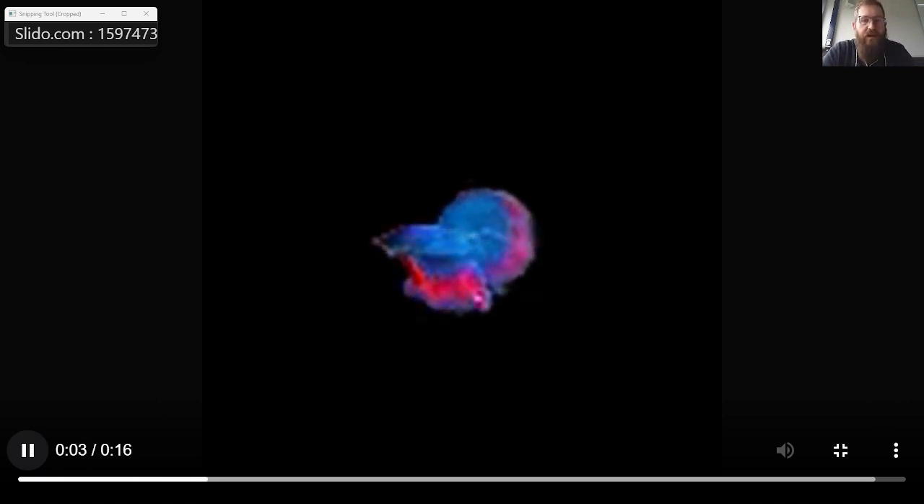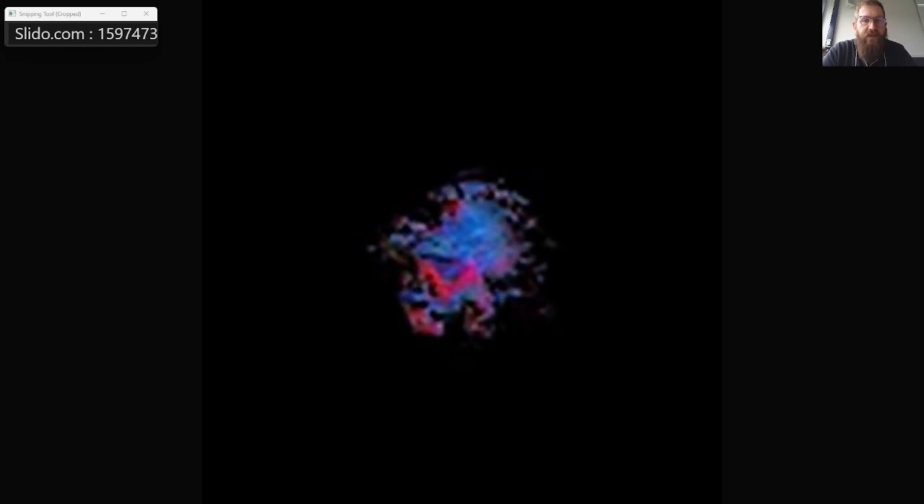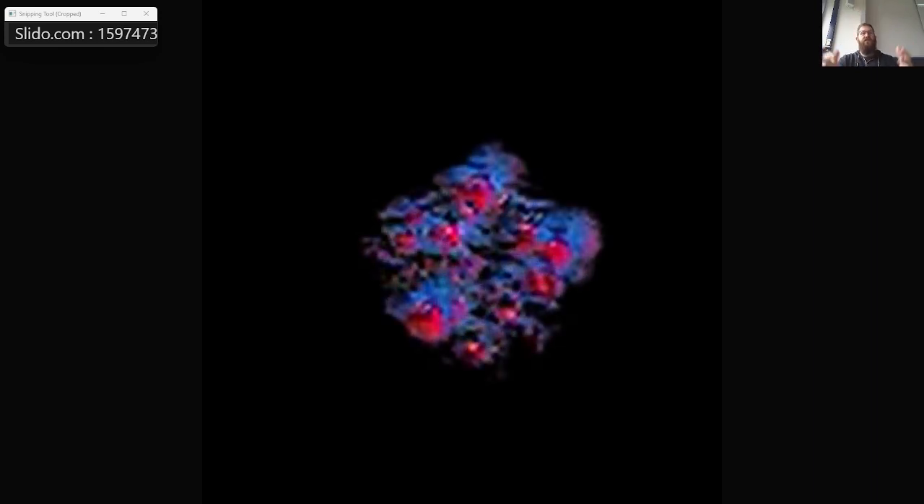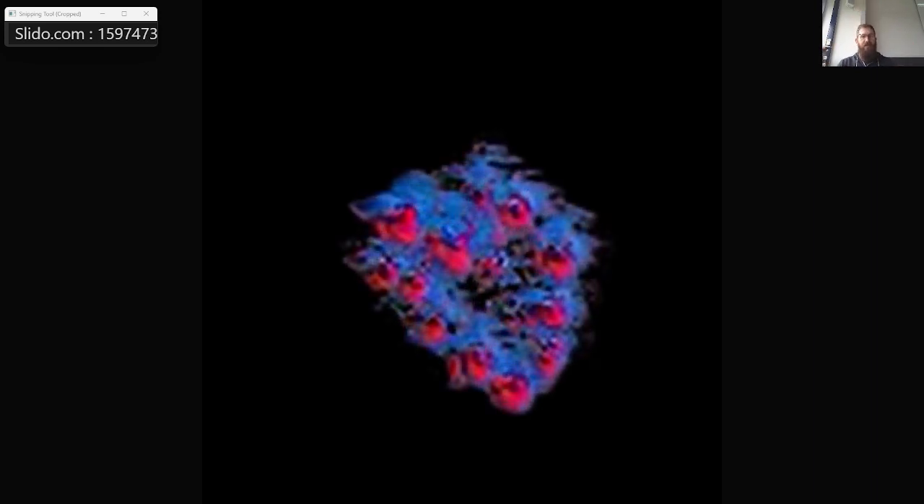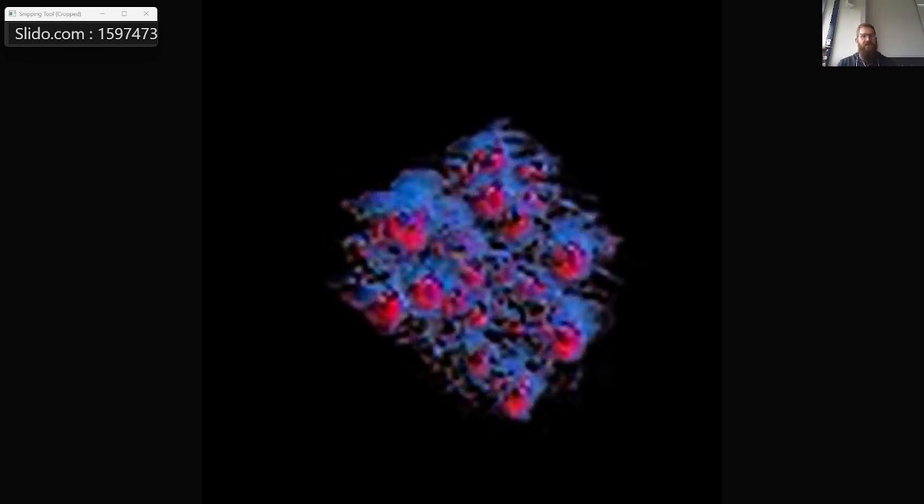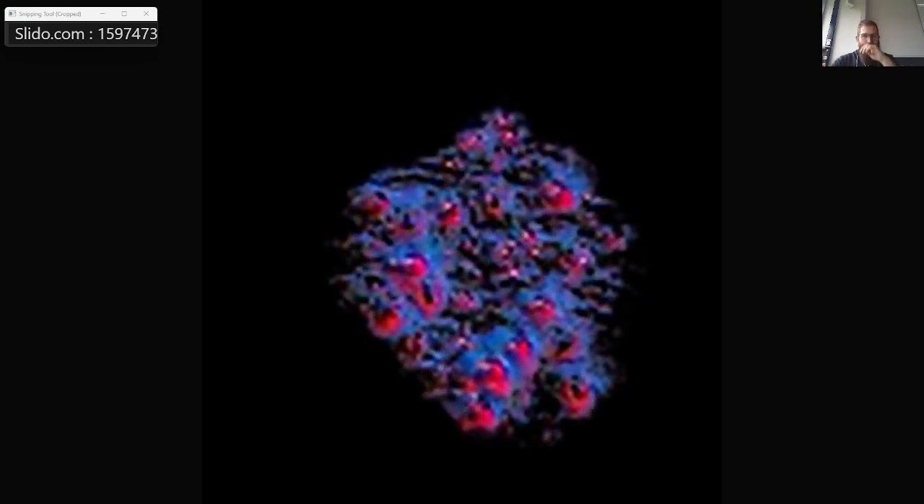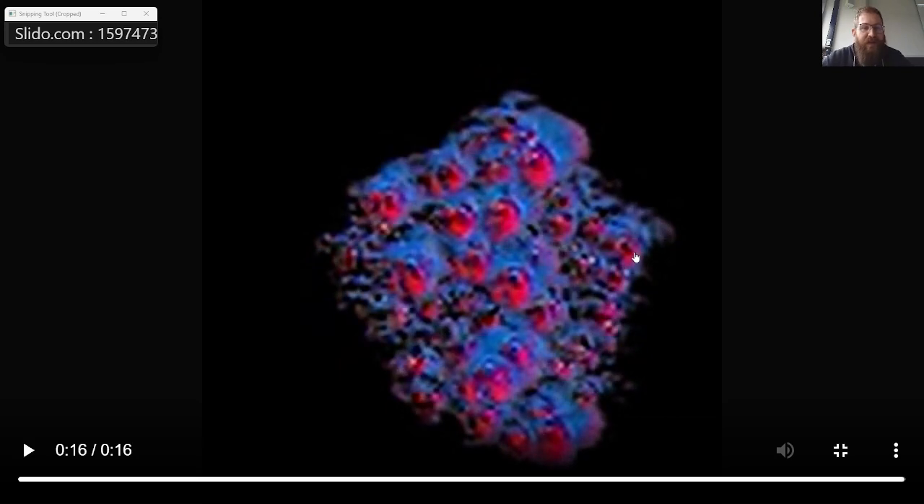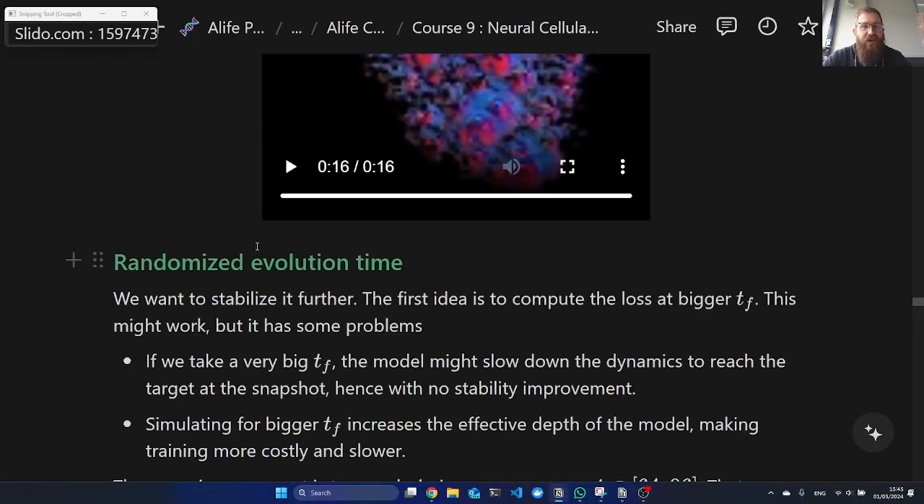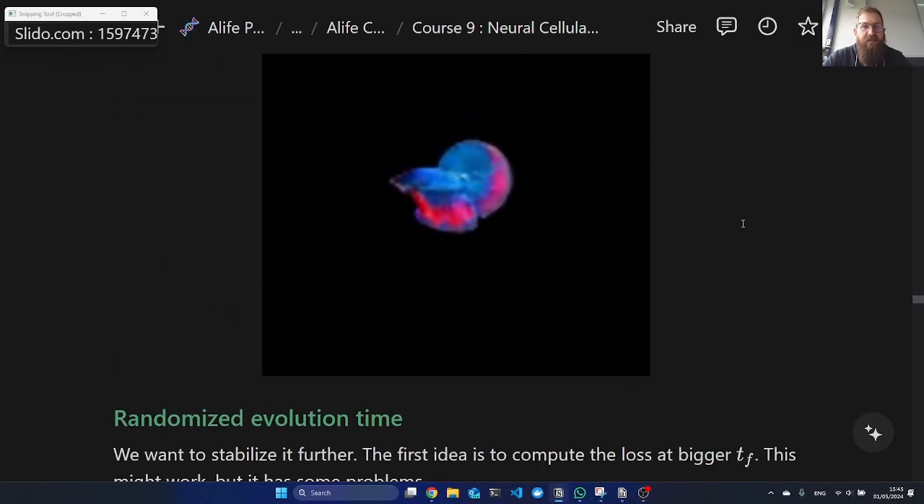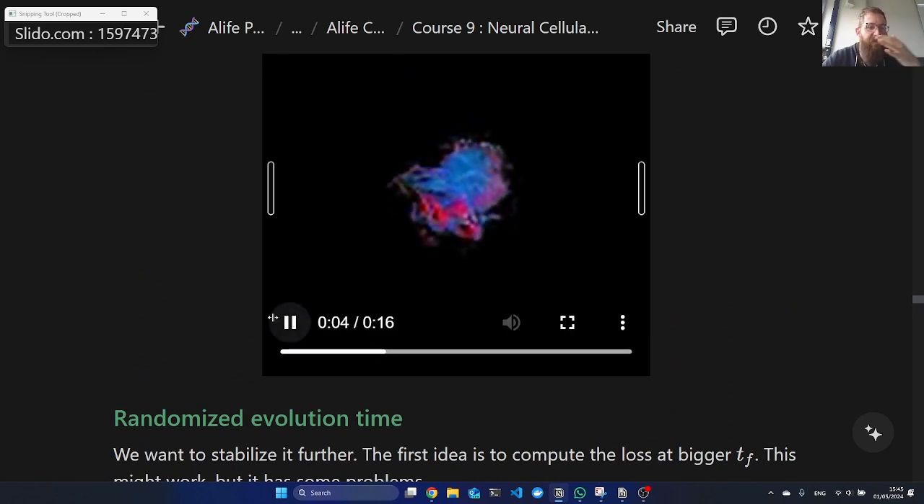So here is an example of the same thing, but a different training run. Here it generates a shape, and then it does not decay, but it becomes some mass of the correct color, but not the correct shape. It looks a bit like cancer, I would say. So why does this happen? We learn to do the shape perfectly, but then it always decays afterwards.